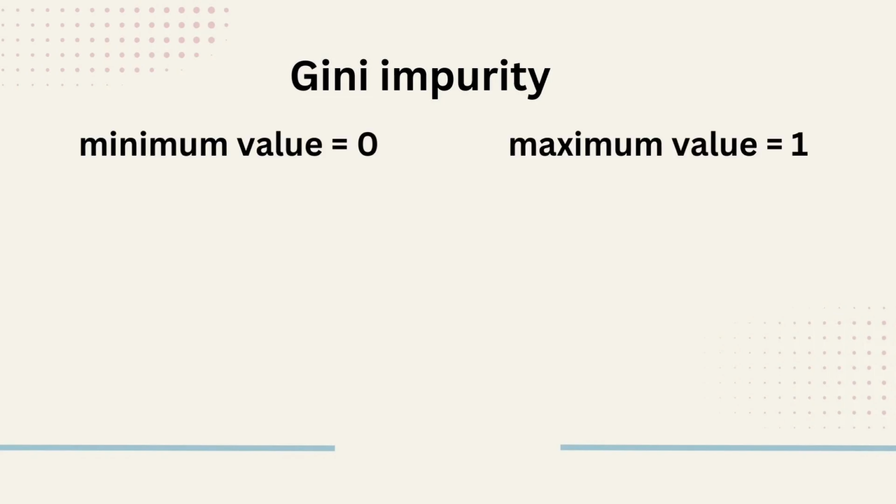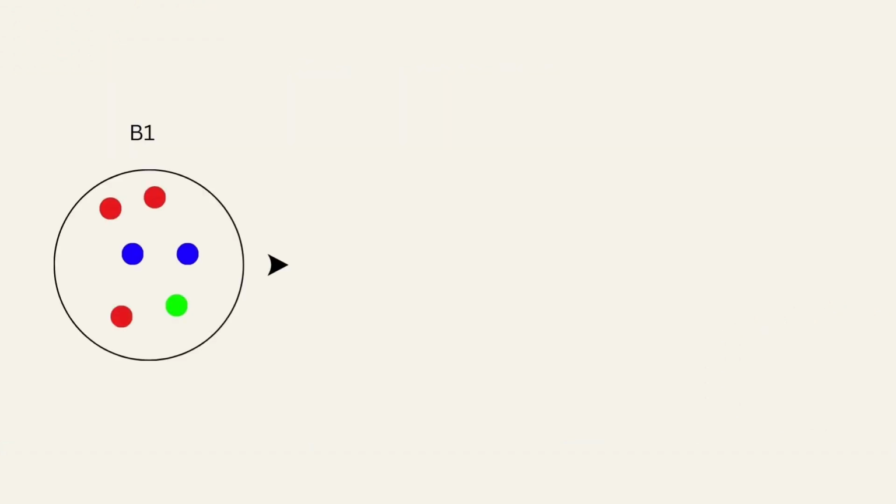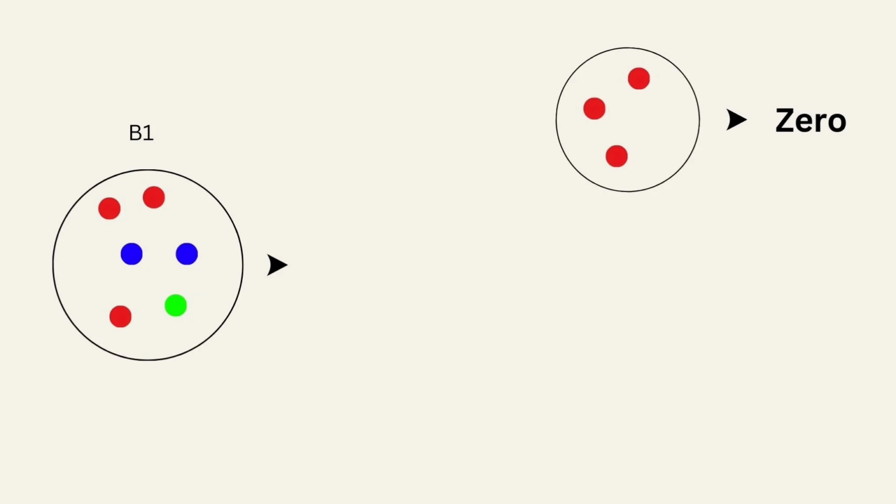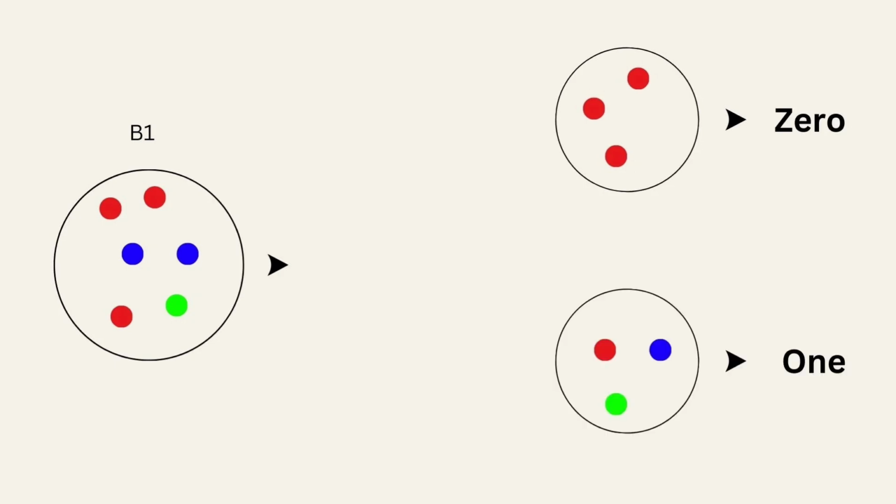The lower the value of Gini impurity, the better and stable the decision tree is. Let's understand it with an analogy. Say we have a bag containing 3 red balls, 2 blue balls, and 1 green ball. Then the Gini impurity of this bag will tell us how random the colors are. If all the balls were of the same color, then there is no randomness and the Gini impurity is 0. Whereas if all the balls are of different colors, then the Gini impurity is 1.